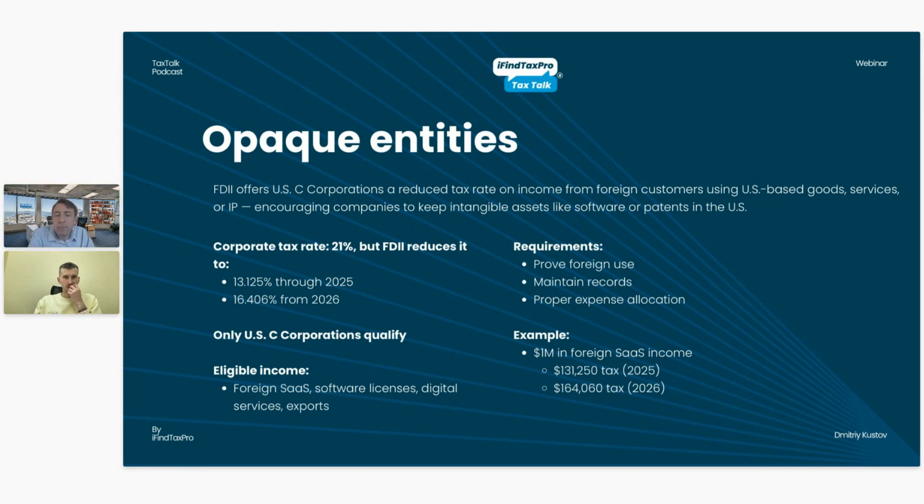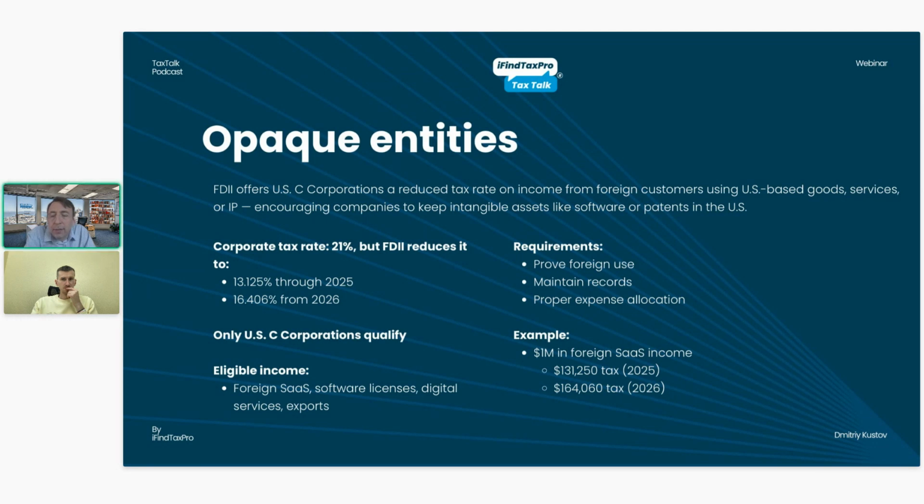Okay, so of course, these opaque entities also have some tax breaks. I told you that the tax on them is 21%, but if you make foreign sales through that entity, the tax goes down. It's the so-called FDII. That's a cool thing. Somehow they want to promote U.S. business, U.S. produced goods and services.